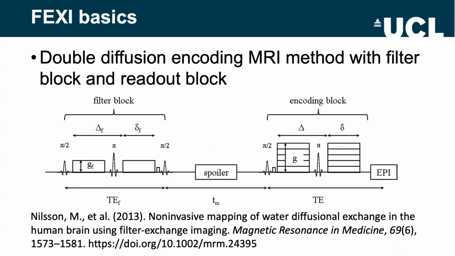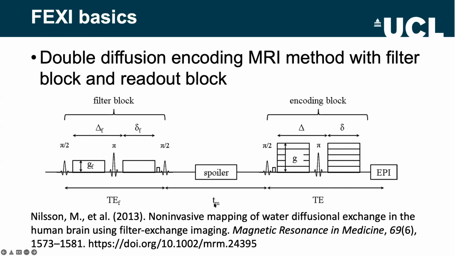So the FEXI measurement looks something like this. For those of you who've done double diffusion encoding MRI, this will look very familiar. For those of you who've not done any diffusion MRI at all, it might look a bit baffling. But effectively what's going on here is that we have two blocks. The first block is known as the filter block. This is designed to deliver some diffusion encoding to the system that we're looking at, in this case the blood and the extravascular water, and to preferentially suppress one of those compartments relative to the other.